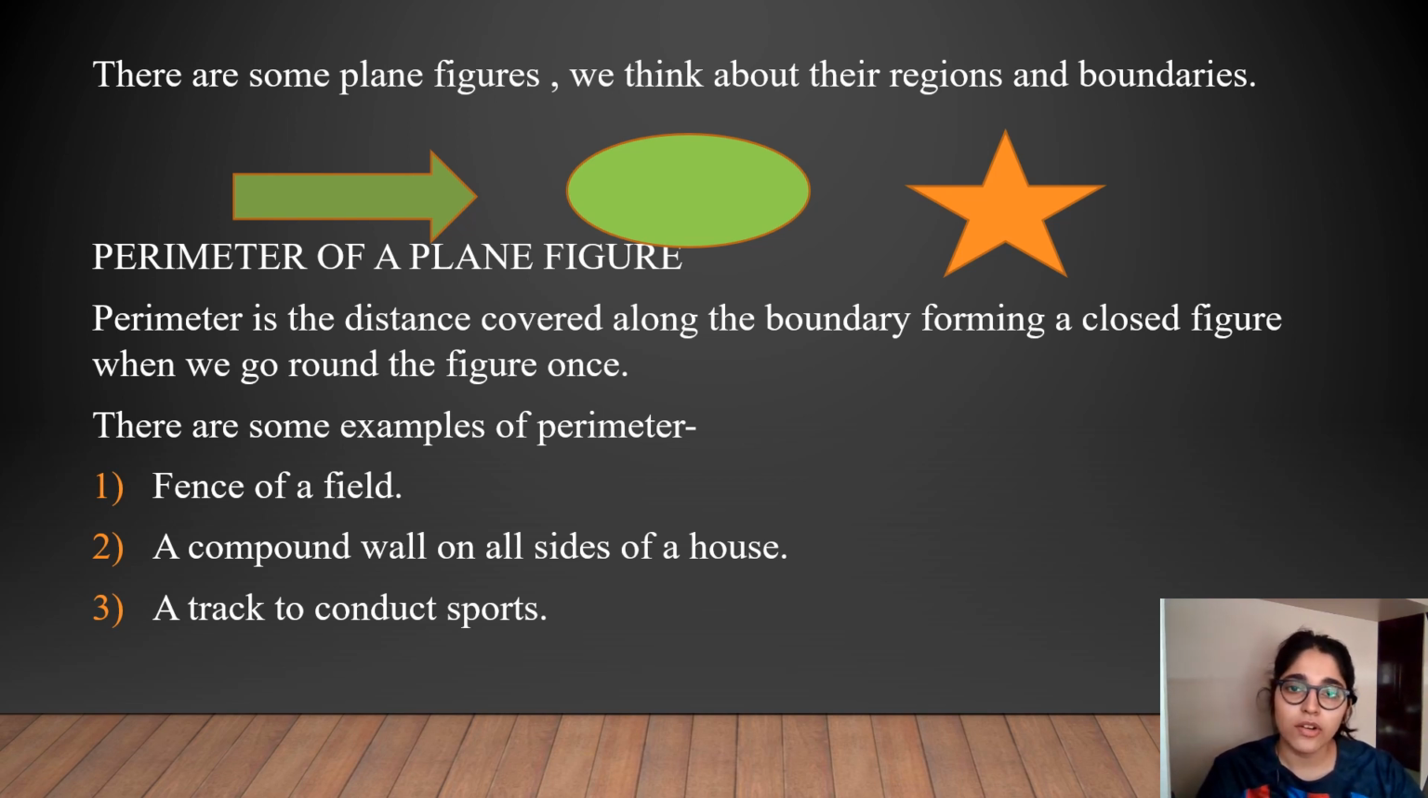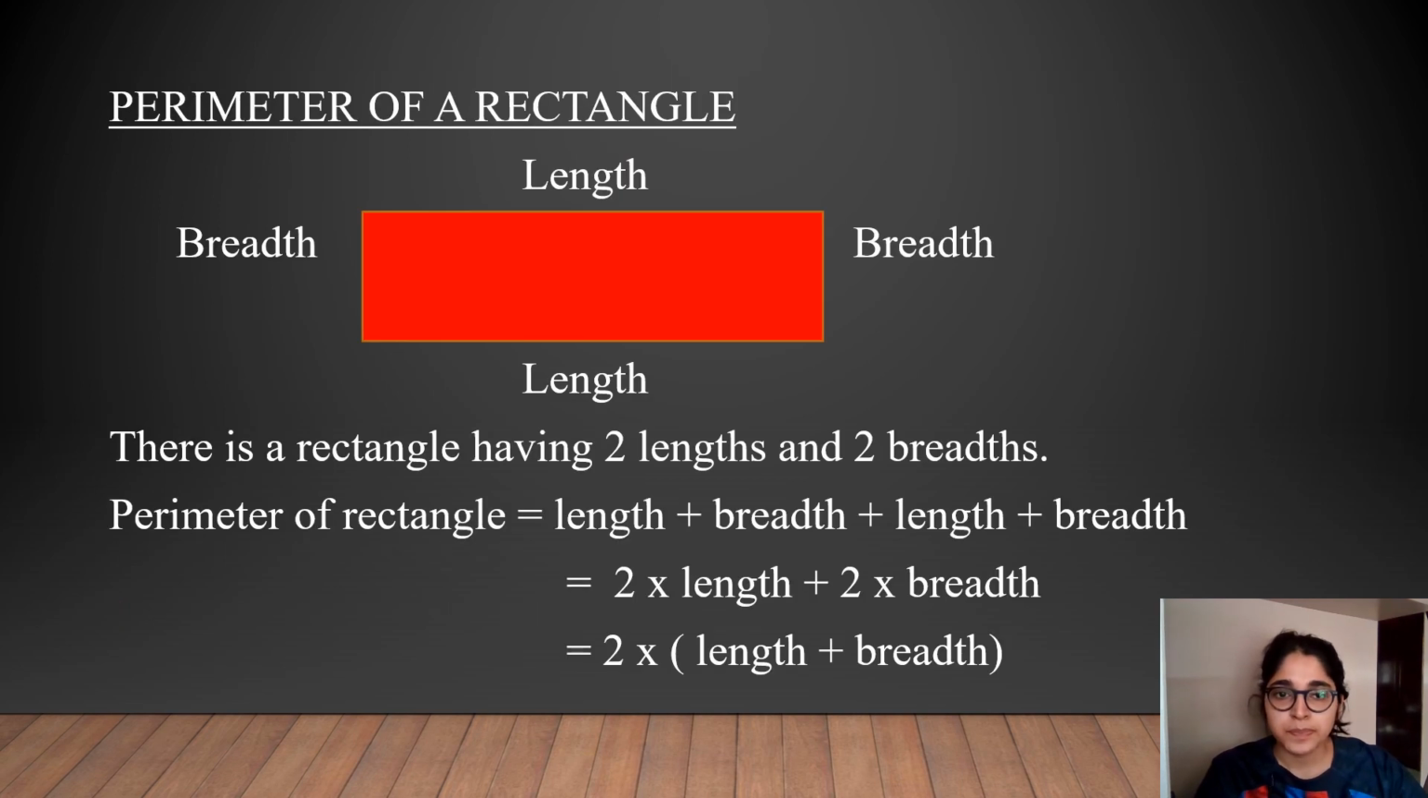So if I give a piece of land or a farm, and if we are to measure the perimeter of that particular piece of land, then it will always be the boundary. Boundary, fences, these are the words which make a child remember easily the concept of perimeter. That's why I've given those examples here: the fence of a field, a compound wall on all the sides of the house, and a track to conduct sports.